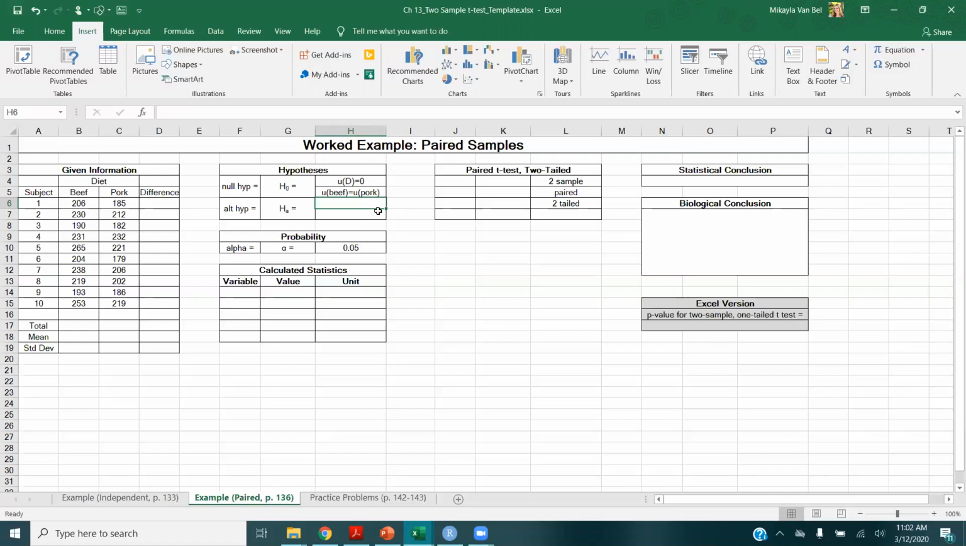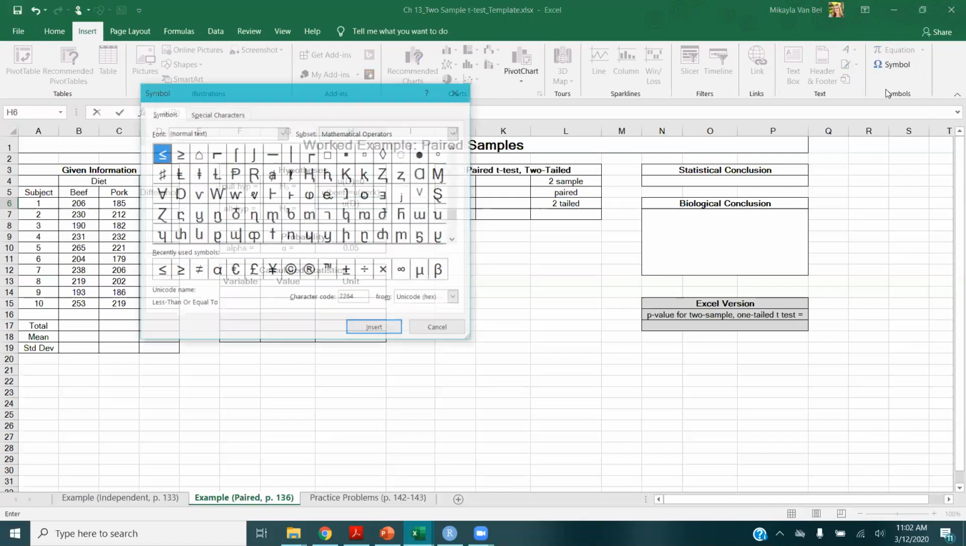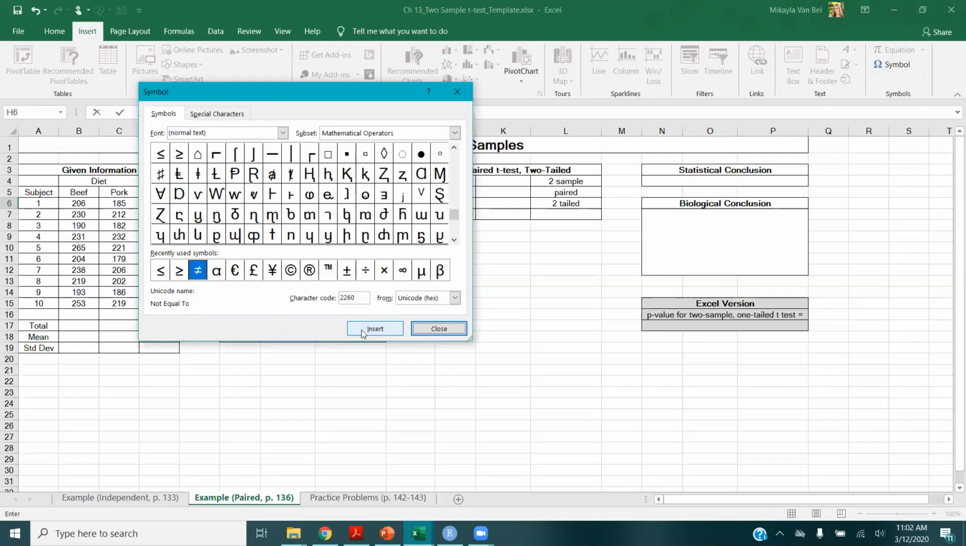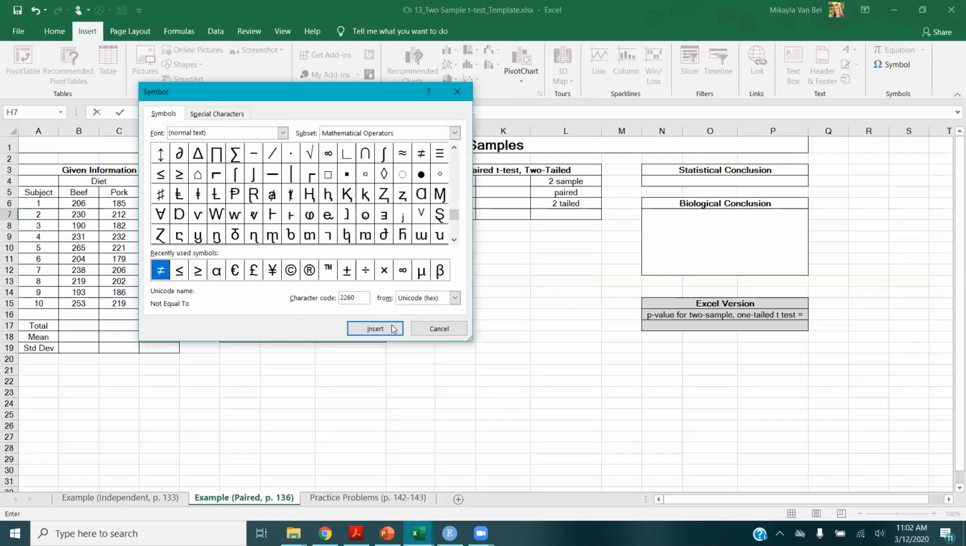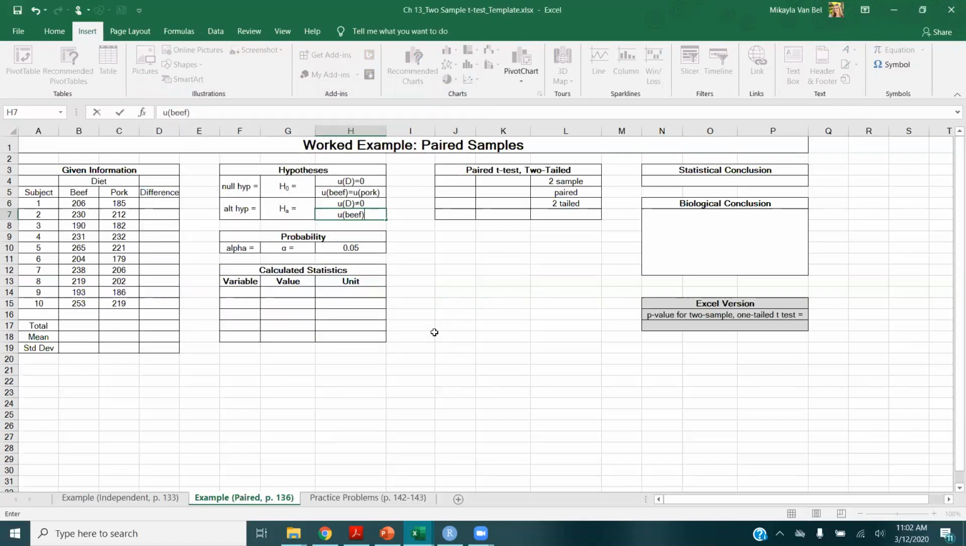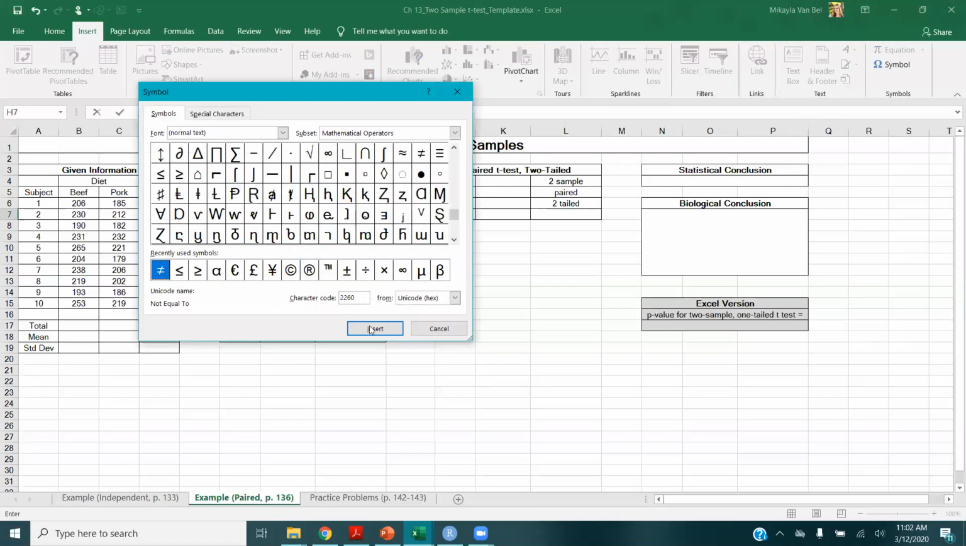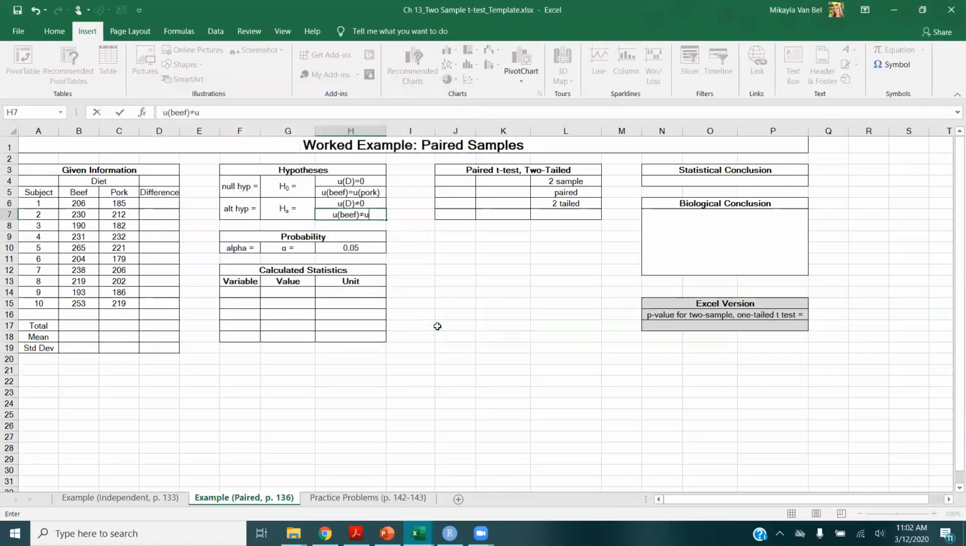Then the alternative, we can have the mean difference does not equal 0, or also correct, the mean cholesterol of beef does not equal the mean of pork. Let's try that again. Insert, there we go. Great. I left space here for those of you who would like to do this in Excel, but we're going to go straight into R.